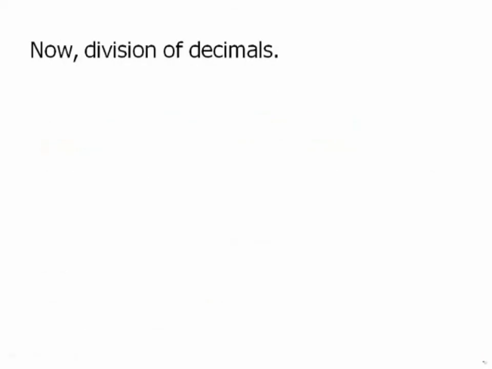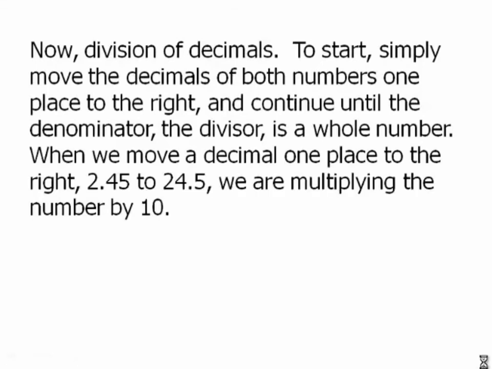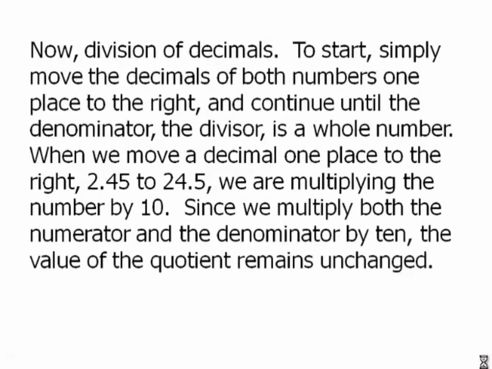Now division of decimals. To start, simply move the decimals of both numbers 1 place to the right and continue until the denominator, the divisor, is a whole number. When we move a decimal 1 place to the right, say 2.45 to 24.5, we are multiplying the number by 10. Since we multiply both the numerator and the denominator by 10, the value of the quotient remains unchanged. Essentially what we're doing is we're multiplying by 10 over 10, which is 1.